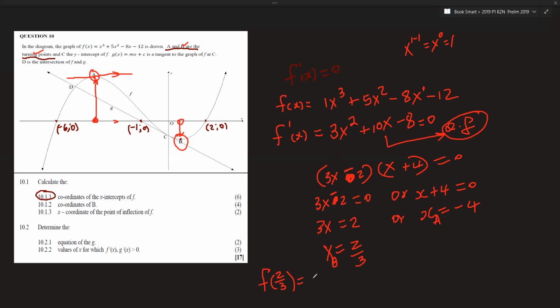So you have 1 times 2/3 cubed, and then you have plus 5 times 2/3 squared, then you have minus 8 times 2/3, then you have minus 12. Then what will be our answer? Let's quickly check on our calculator.